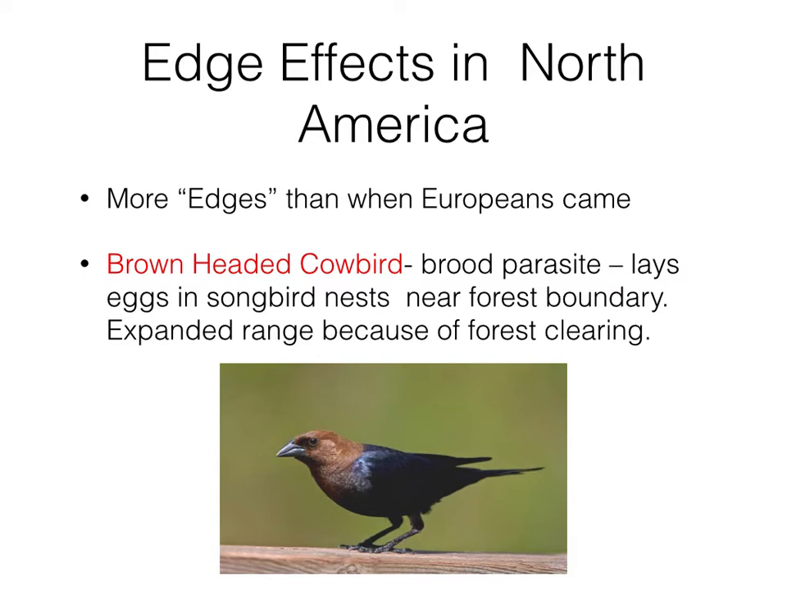This is an example. The brown-headed cowbird seen in this photograph is an example. When European settlers arrived in the American continent, there were vast stretches of undisturbed forest. As settlers cleared land to create farms, this created opportunities for the brown-headed cowbird to greatly expand its range, because it lives on the edge. The brown-headed cowbird is what we call a brood parasite, meaning it lays its eggs in the nests of other birds, like robins, and it thrives at the forest's edge.